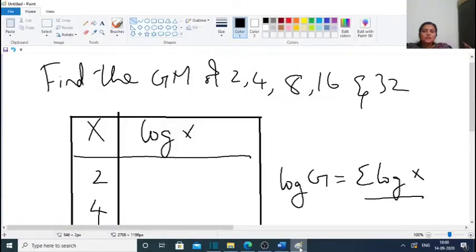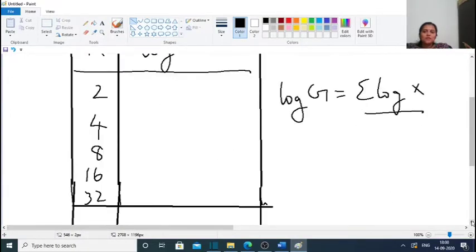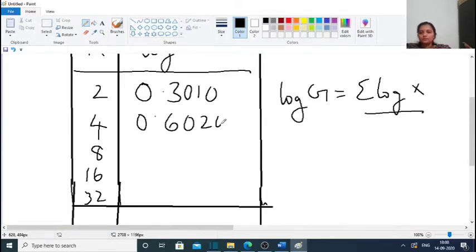So the problem is find the geometric mean of 2, 4, 8, 16 and 32. For that you have to draw a table of x and log x. So x equal to 2, 4, 8, 16, 32. Logarithm of 2 is 0.3010. Now logarithm of 4 is equal to 0.6020. Next value, log 8, is 0.9030.